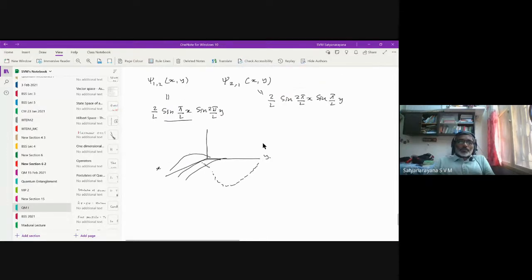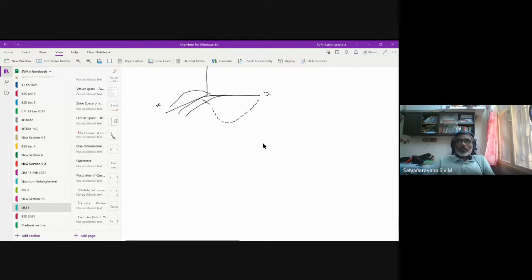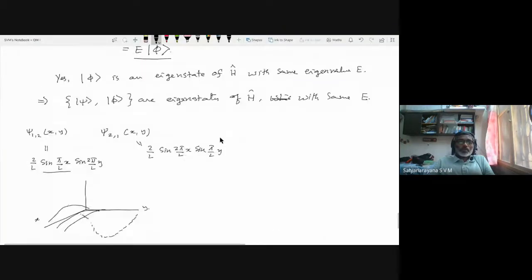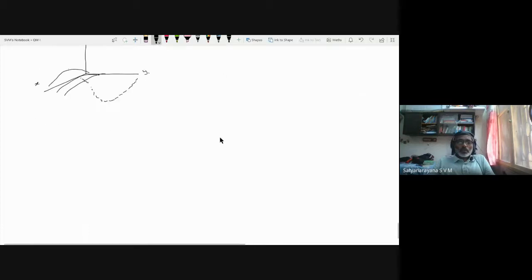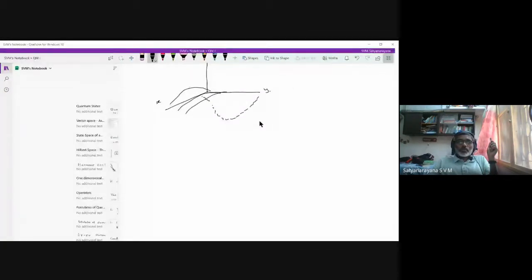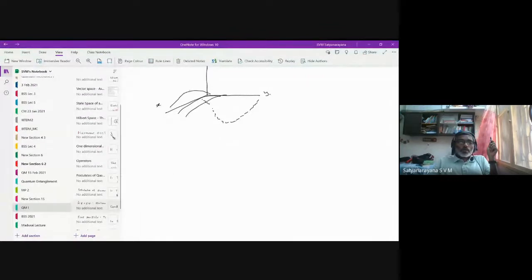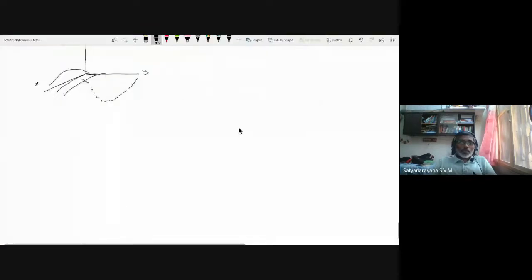Okay, so let us look at this with respect to both the harmonic oscillator and the other system. Now we can talk about some problems of this type.